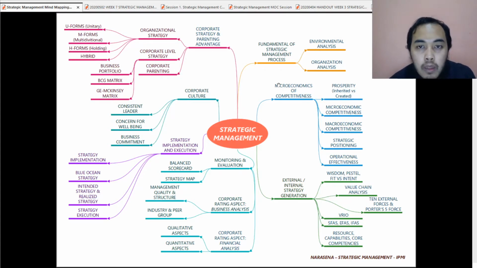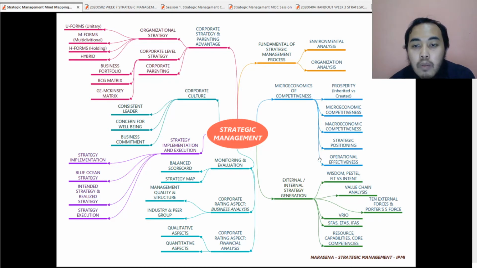And then we start with the fundamentals of the strategic management process. It consists of the environmental analysis, which is the threats and the opportunities, and also the organization analysis, which is the internal analysis, more like the strengths and weaknesses. And also the next topic is the microeconomics of competitiveness, which consists of prosperity, inherited versus created, like Indonesia is inherited and Singapore is created. And then there is microeconomic competitiveness and macroeconomic competitiveness.